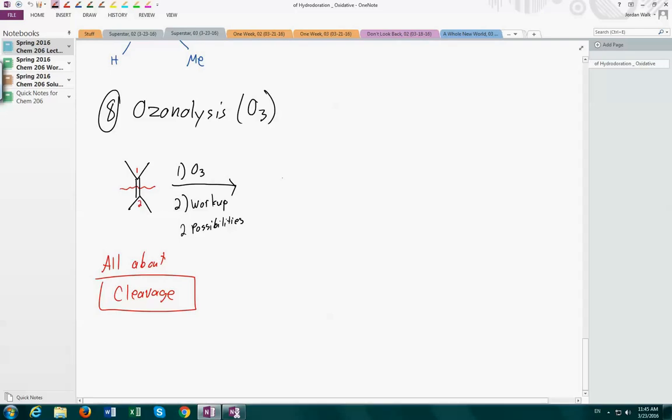So to think about what those would be, let's just draw the top half. And so interestingly enough, we're going to keep that double bond. All right, so that's number 1.